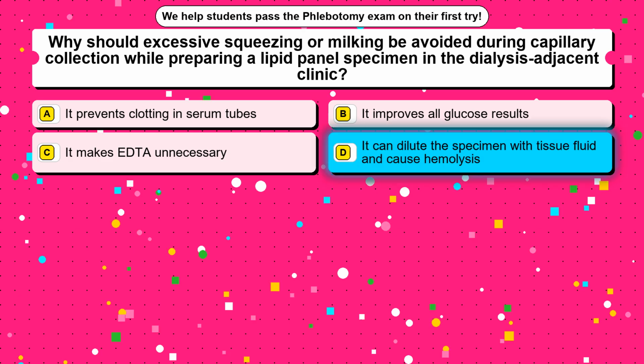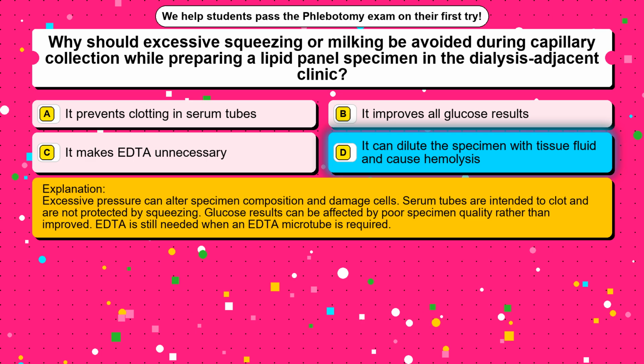The correct answer is option D. It can dilute the specimen with tissue fluid and cause hemolysis. Excessive pressure can alter specimen composition and damage cells. Serum tubes are intended to clot and are not protected by squeezing. Glucose results can be affected by poor specimen quality rather than improved. EDTA is still needed when an EDTA microtube is required.